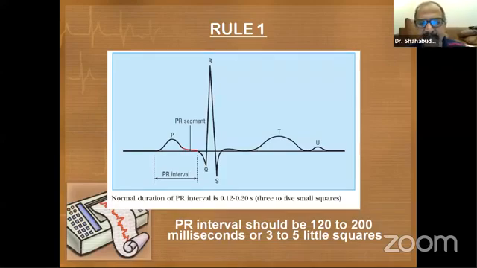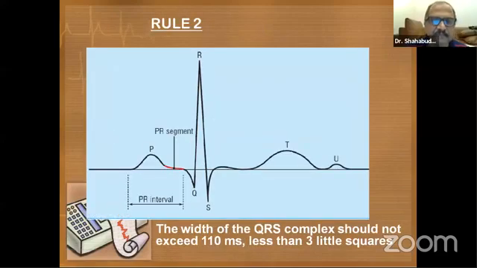Except in very rare situations, you can extend it up to 0.22 seconds only. But most of the textbooks agree that it should not cross 0.2 seconds, that is one large square box, and it is prolonged especially in case of AV block. So the first rule: the PR interval should not cross 0.2 seconds, that is 200 milliseconds.